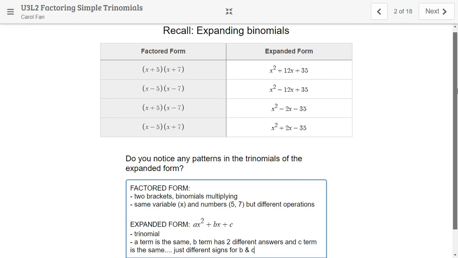The only difference is we have different signs in the B's and the C's. So here we have two pluses, and then we have two negative C's. These two, we have the same B value. One is positive, one is negative. And same for the last two, a -2, +2.